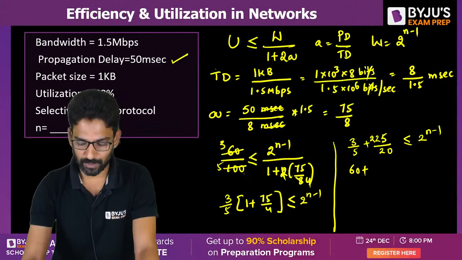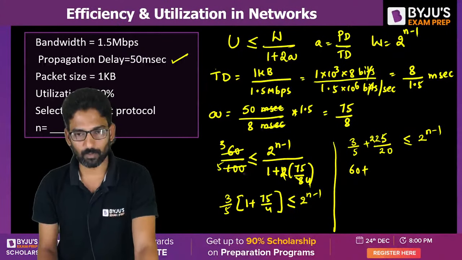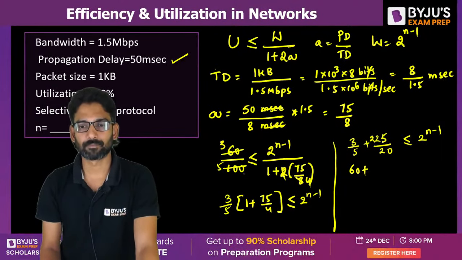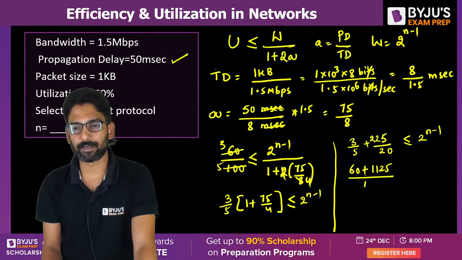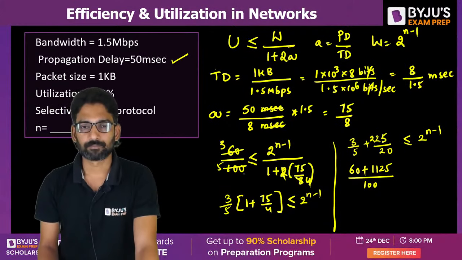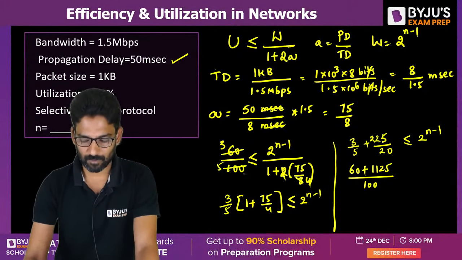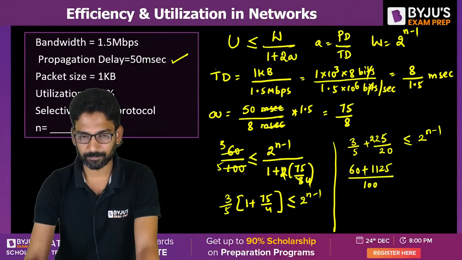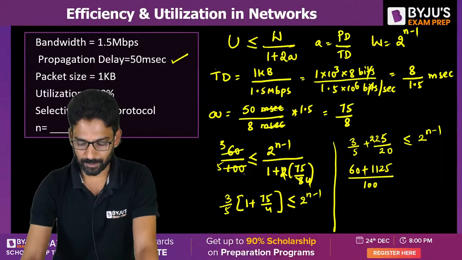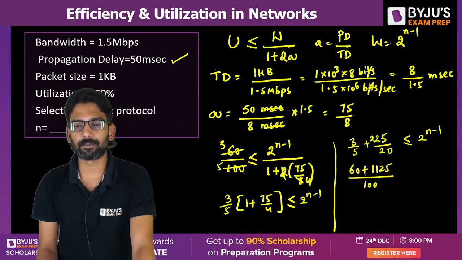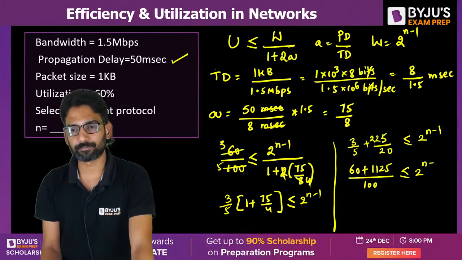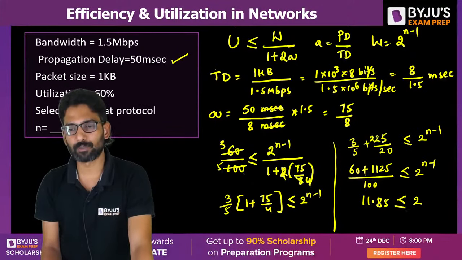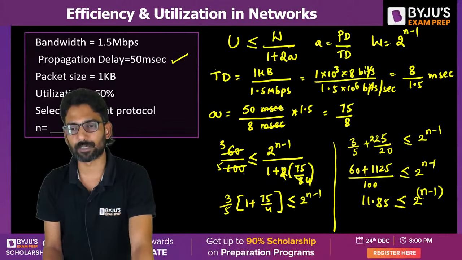So, it is 60 plus 5 into 225, 1125 by 100. So 1125 plus 60 by 100. So you get finally 11.85. 11.85 must be less than or equal to 2 raised to n minus 1.